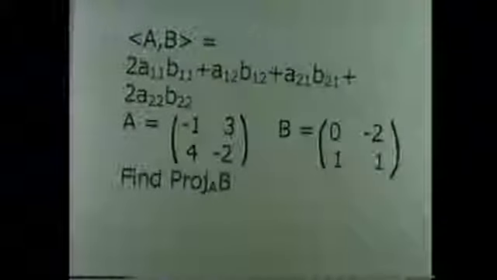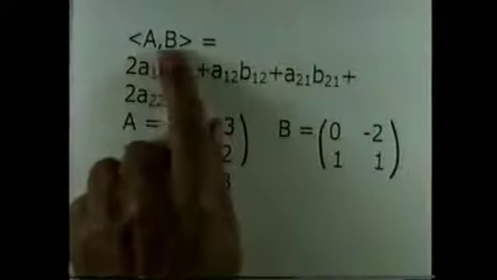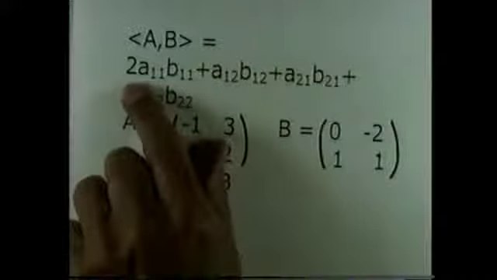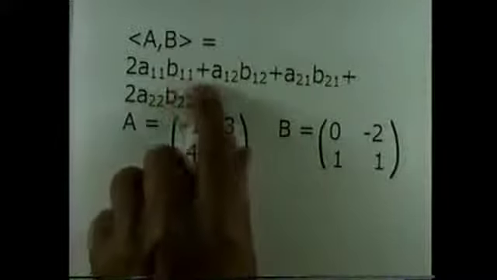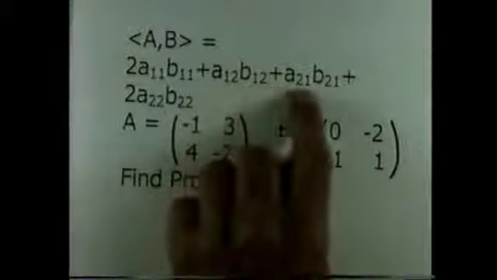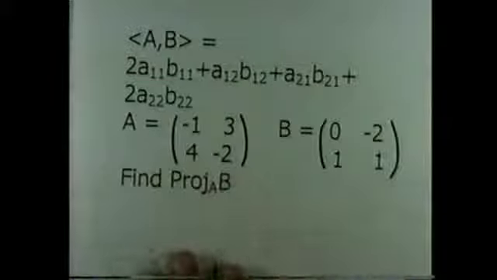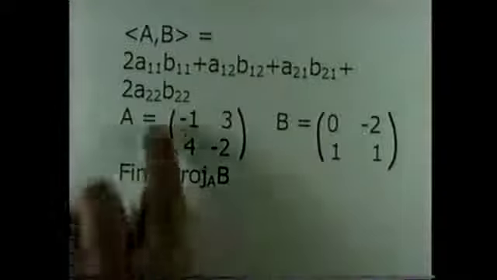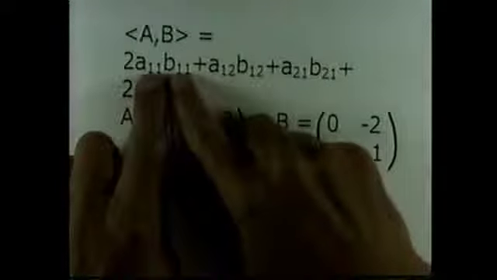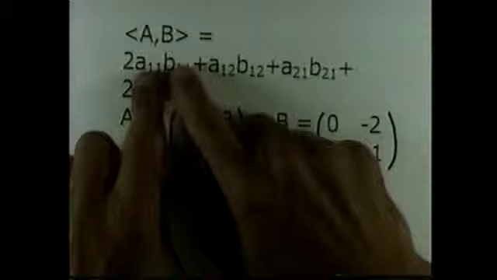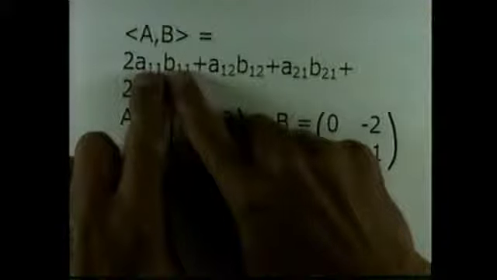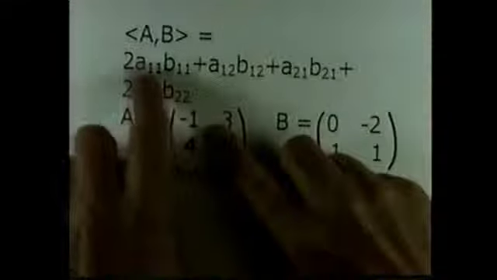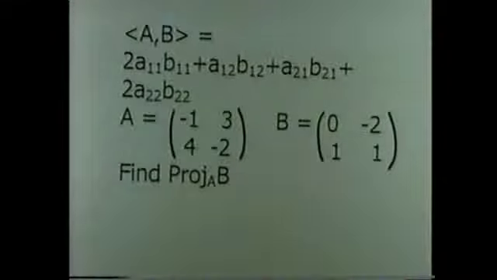Let's look at an example. The inner product for matrices A and B is defined as 2 A11 B11 plus A12 B12 plus A21 B21 and so forth. This is the same definition that we used previously. So we're multiplying corresponding components together. We're doubling the first one and the last one.